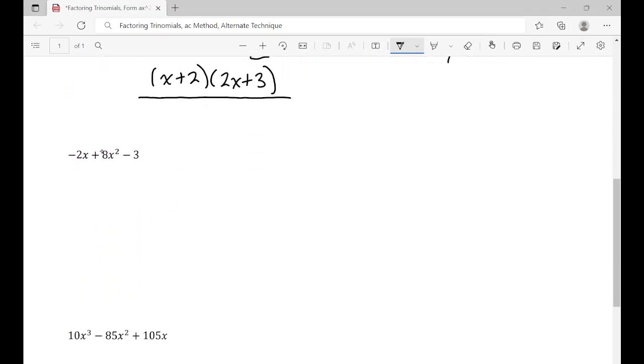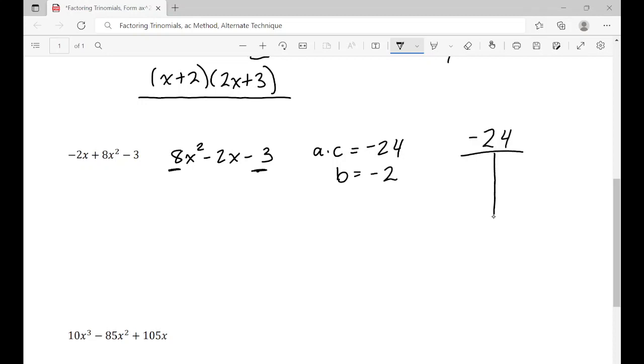Next, negative 2x plus 8x squared minus 3. Got to make sure it's in the correct form, so I'm going to rewrite it as 8x squared minus 2x minus 3. Now I'm going to take my a and c, multiply them together, and I'm going to get negative 24. And I know my b term is negative 2. So what times what gives me 24, and when I add it together, I get negative 2? So I have 24 and 1, 12 and 2, 8 and 3, 6 and 4.